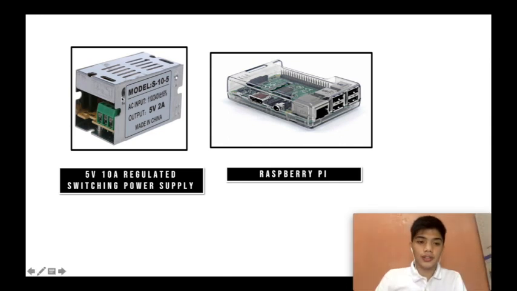The next one is the 5 volts 10 amperes regulated switching power supply. We use this because our Arduino and LoRa only need little current, approximately 1 to 2 amperes. So from 220 volts, it is stepped down to 5 volts for the Arduino and the LoRa. Then the Raspberry Pi, we use this for our base station, and it will be the one to send the data to the cloud.